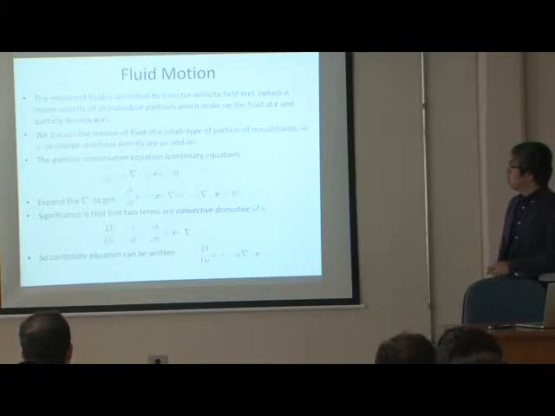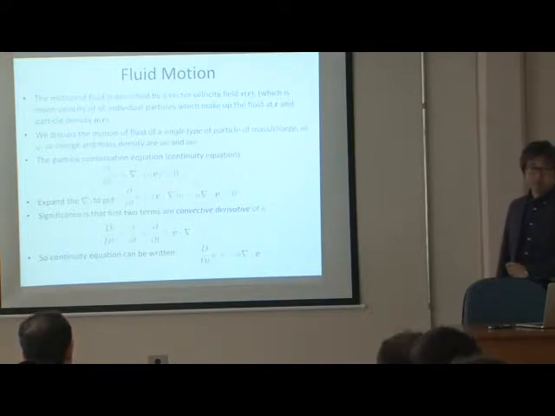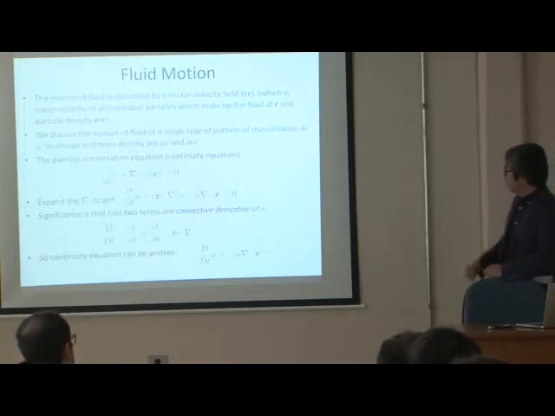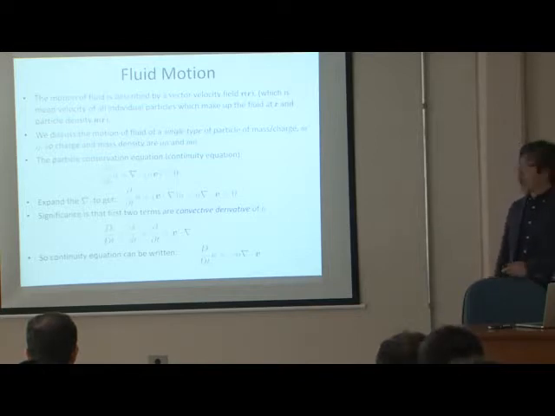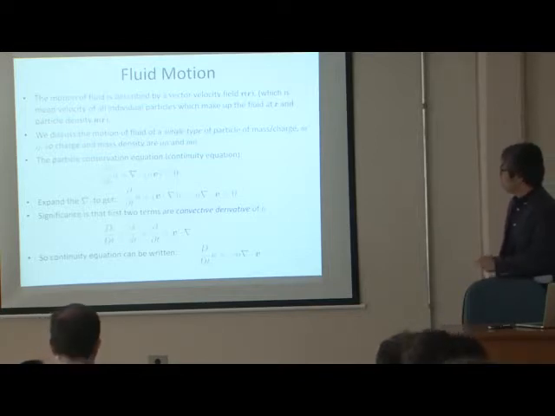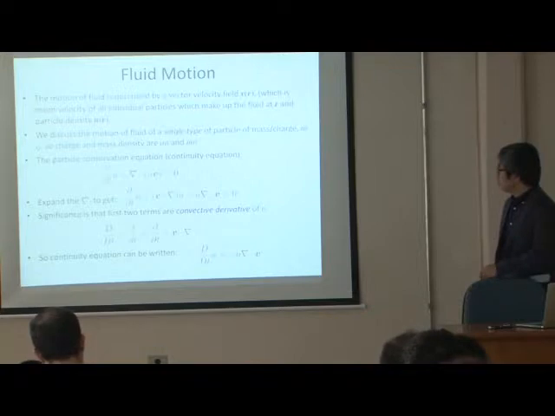Expanding this nabla dot, we get the equation: the partial derivative of n in time, plus v dot nabla n, plus n nabla dot v, equals 0. The first two terms make up the convective derivative, which is sometimes written as capital D over Dt. So the continuity equation can be written in this kind of way.